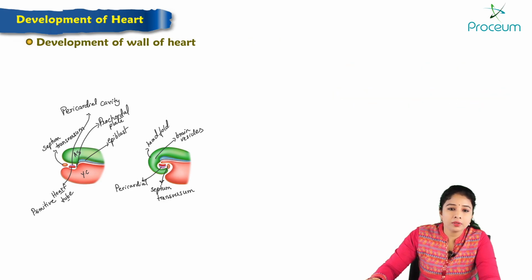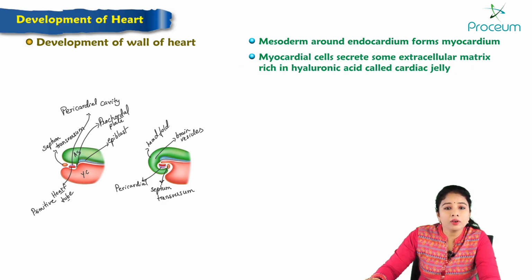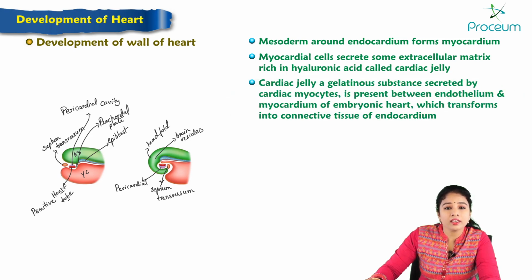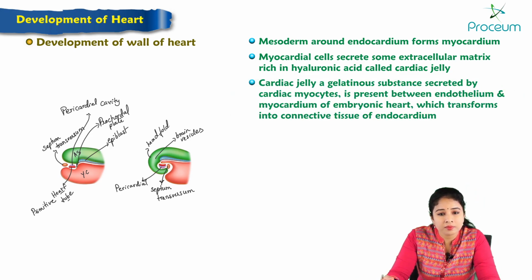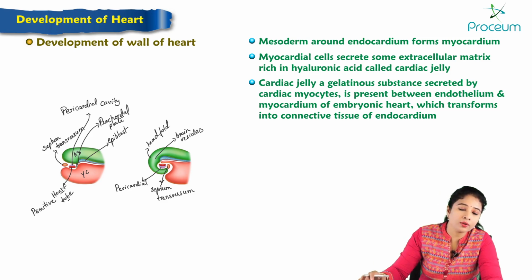Next, about the development of the wall of the heart, the mesoderm around the endocardium forms the myocardium. The myocardial cells secrete an extracellular matrix rich in hyaluronic acid, which is called cardiac jelly. This cardiac jelly is a gelatinous substance secreted by the cardiac myocytes and is present between the endothelium and myocardium of the embryonic heart, and it transforms into the connective tissue of the endocardium.